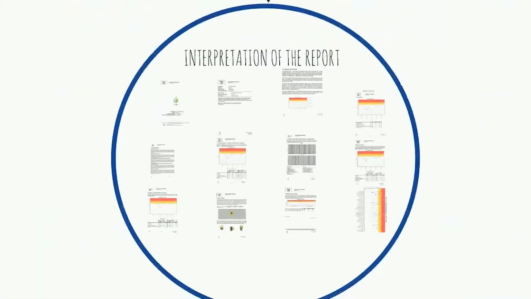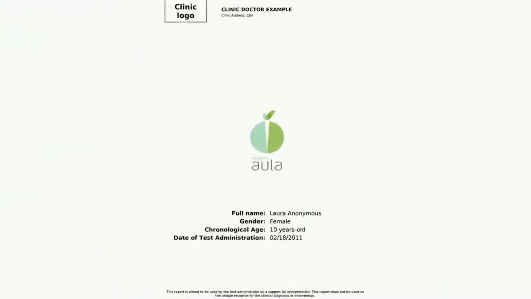The Aula report is a detailed source of information on the additional processes of the person evaluated. Furthermore, the graphics aid communication with the parents. We are going to go over the main characteristics of the report. On the cover of the report, we can find the basic data on the child. Additionally, the report can be personalized with the clinic's logo and information.